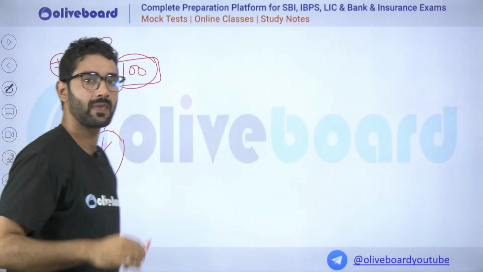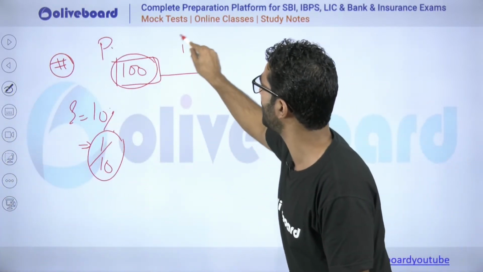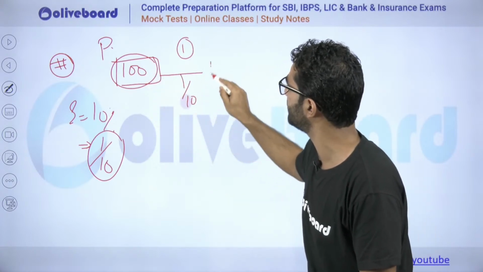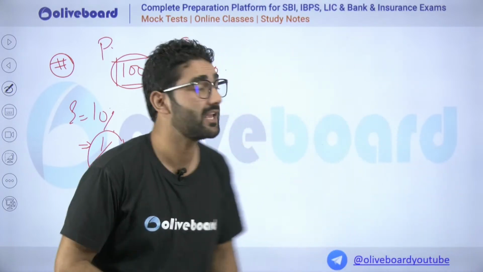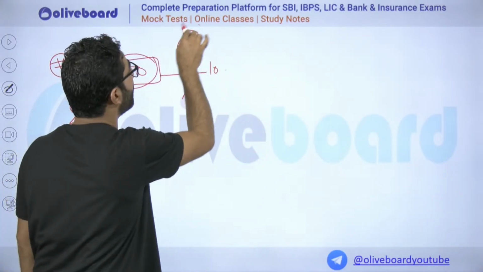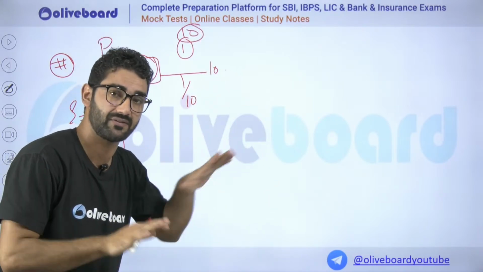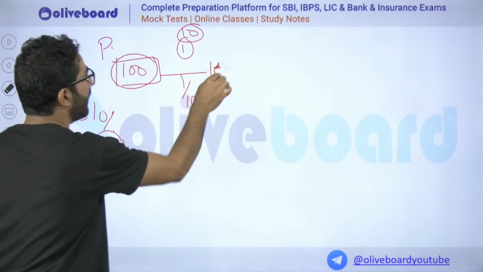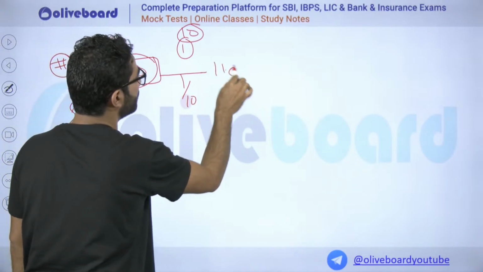Now, for the first year, how much will be the interest? 1 upon 10 of 100 will be 10 rupees. That will be the same for compound interest as for simple interest. For the first year, simple interest and compound interest remain the same. After that, how much will it become? It will become 110.